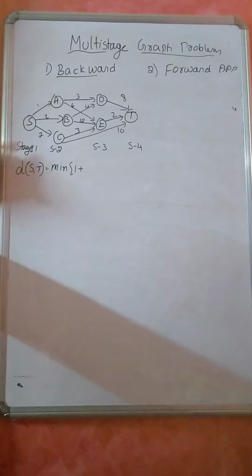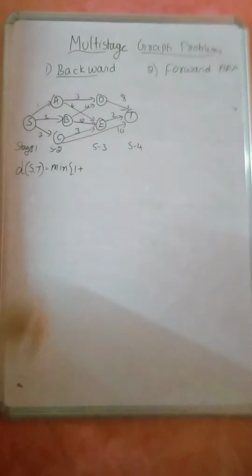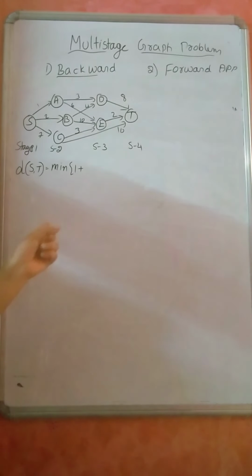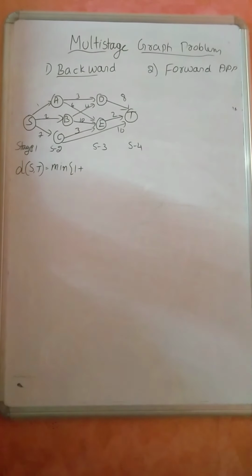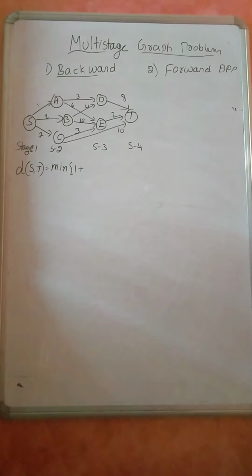Like stage 1 has one vertex, stage 2 has 3 vertices, stage 3 has 2 vertices, and stage 4 has one vertex. You may have 10 stages also, but the first stage and the last stage will usually have a single node. The first stage represents the source node, and the node in the last stage usually represents the destination or terminal node. I need to find the distance from source to destination, so that the path leads to the minimum path. That is the multi-stage graph problem.